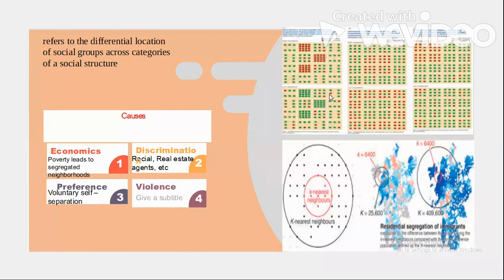Next is violence. Now, for example, this is a place where too much violence goes on. Then what would happen? The people would segregate themselves into some other locality, because they won't want themselves or the next generation to grow up in that violent atmosphere. They will move away from that zone.